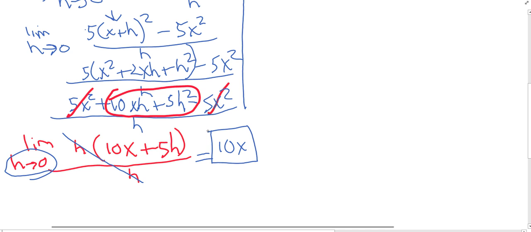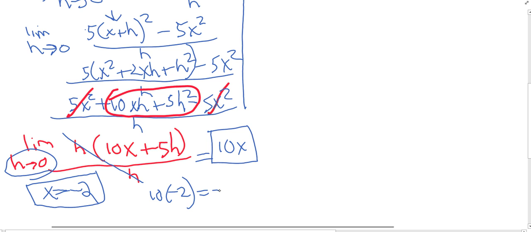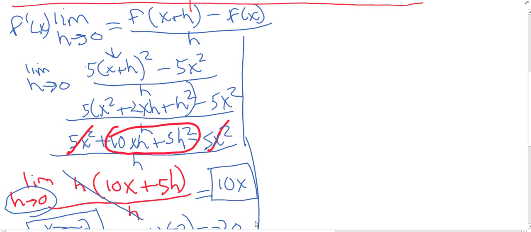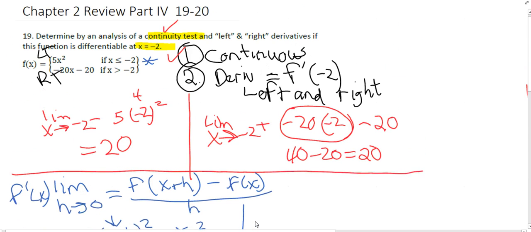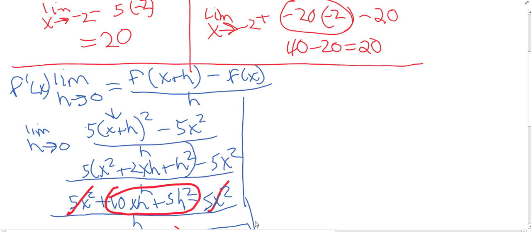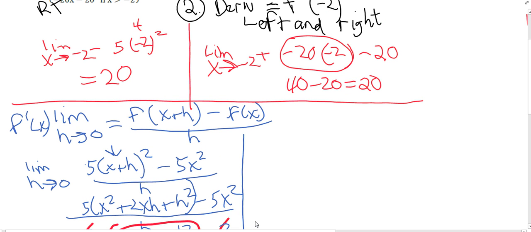And now we're only interested in what's happening when x equals negative 2. What's the derivative doing? So we have 10 times negative 2, so our derivative is equal to negative 20. So now we have to do the same analysis using the second function, which is negative 20x minus 20. So let's try green on this one.